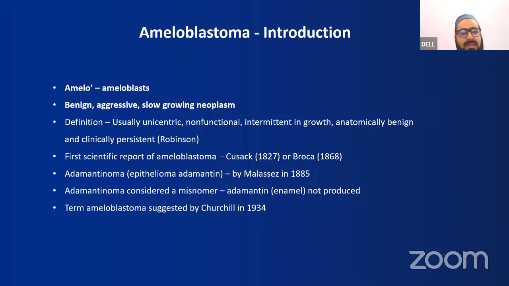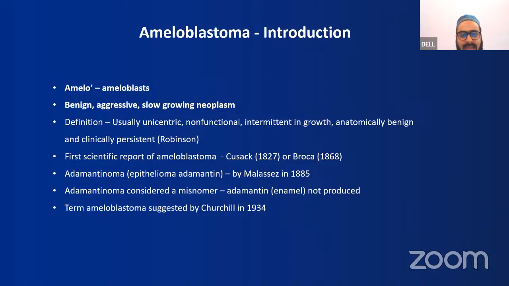Now, a brief introduction about ameloblastoma. As we know, amelo is derived from the ameloblasts, the cells producing enamel, because the cells in ameloblastoma on histologic examination resemble ameloblasts. And as told by Dr. Ghouse, it's a benign, slow-growing neoplasm, but it's aggressive. So although it's benign, since it's aggressive, the treatment, as we will see subsequently, the gold standard is resection, which we'll be doing.